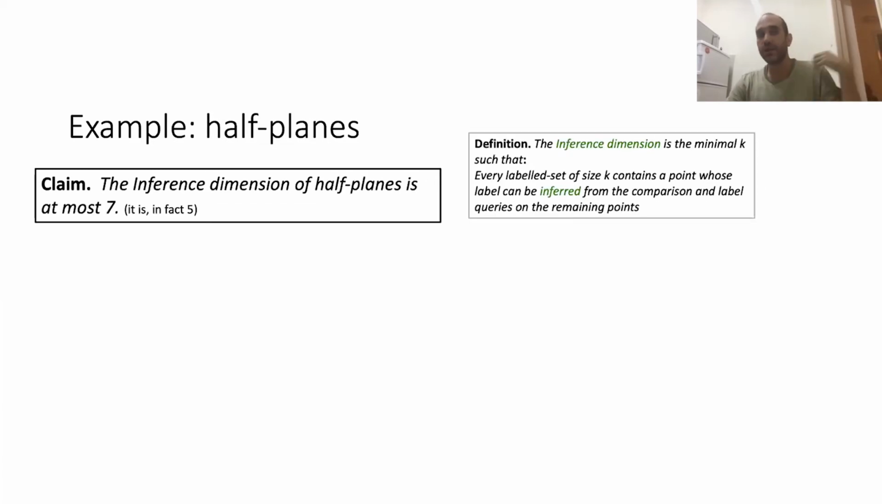Okay, let's now consider the example of half planes. Again, I want to prove to you that the inference dimension of half planes is bounded. I will show you that it is at most 7. And in fact, it is 5, but you can consider it as an exercise. And I want you to notice how the reasoning that I will give you now really resembles the algorithm that we have seen previously. So I need to show you that whenever you give me 7 points, there is 1 point whose label can be inferred. Let's do that.